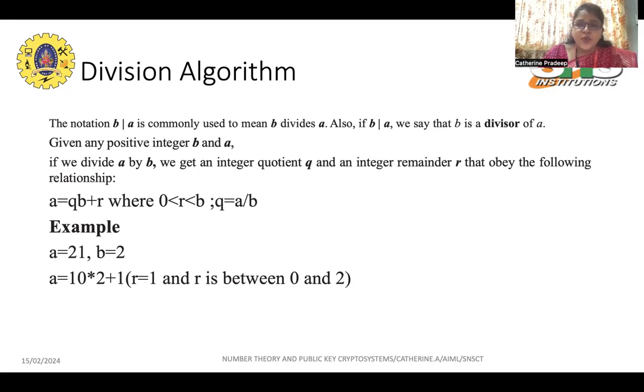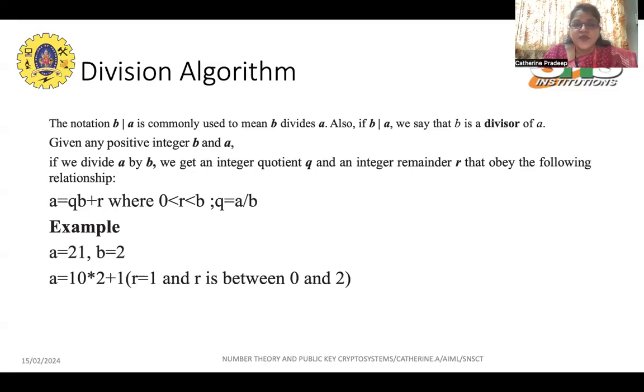I hope you all know what the division algorithm is, which we have learned from our earlier school days itself. It comes with certain notations and formulas, which we'll be using frequently in our cryptographic algorithms. The notation B|A is commonly used to mean that B divides A. Also if B|A, we say that B is a divisor of A. This applies only when both of the inputs are positive integers.